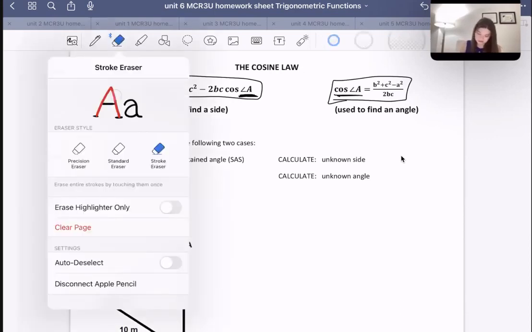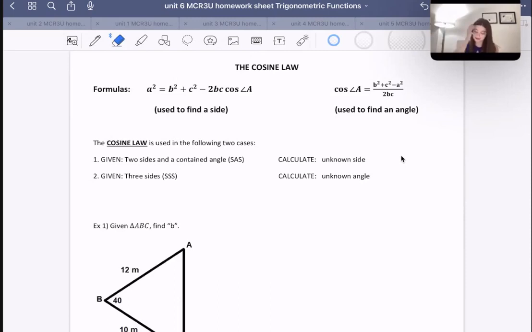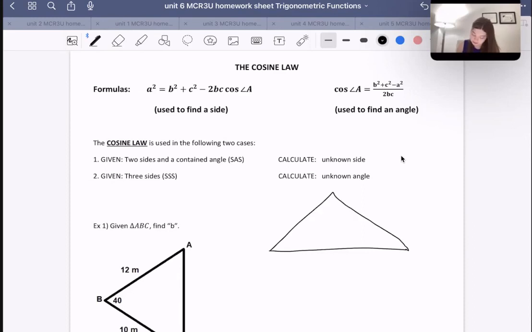Okay, so something I want to review from the last one though is how this is going to work. Let's say we have a triangle. I'm just going to draw a random triangle here. And let's say our triangle we're going to label A, B, C. Remember that side A is opposite to angle A, side B is opposite to angle B, and side C is opposite to angle C. That's very important.